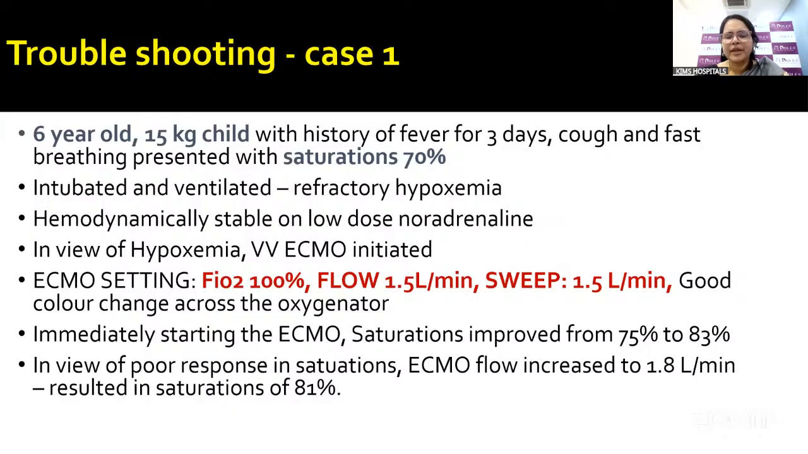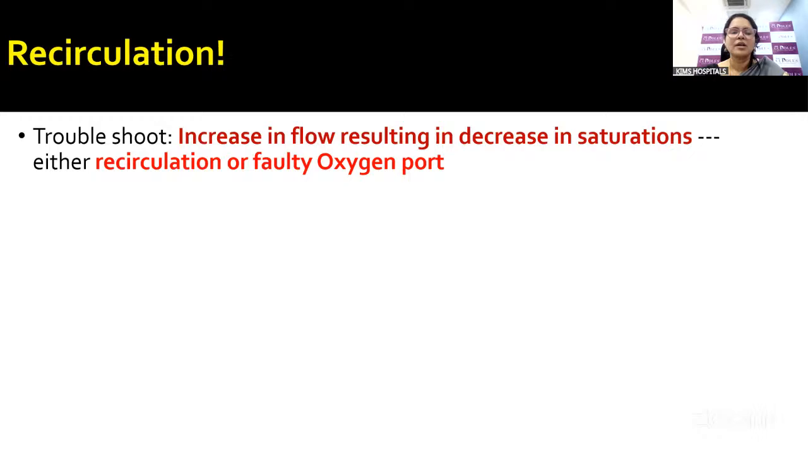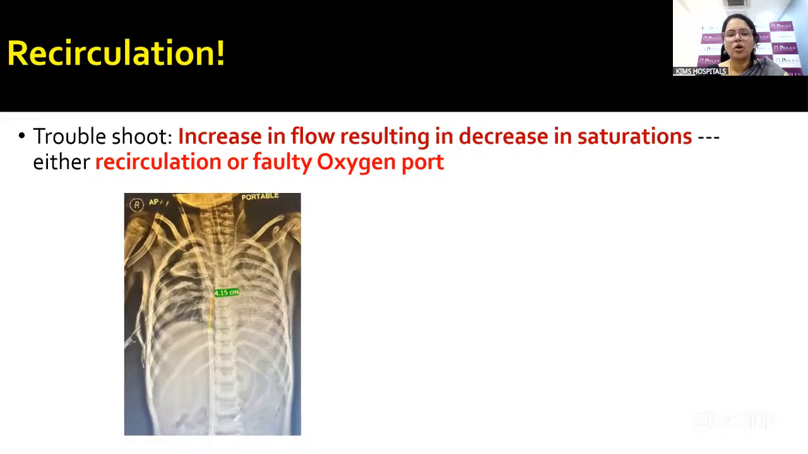So we can also look at PaO2 pre and post oxygenator. Generally, we expect 3 to 4 times increase in the PaO2, or post membrane PaO2 should be at least 250 to 300 millimeters of mercury. Immediately after starting ECMO, saturations improved. But after that, the saturation started declining to around 75%. They tried to increase the flow from 1.5 to 1.8 liters per minute, but this resulted in further decrease in saturations. So if you see this, then the problem is usually recirculation, or could be a faulty oxygenator.